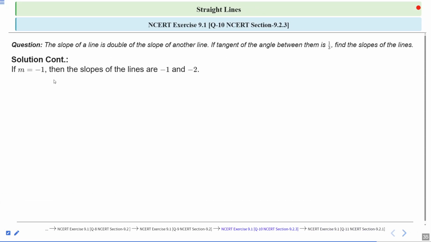If m is minus 1, then the slopes of the lines are minus 1 and minus 2. And if m is minus 1/2, then the slopes of the lines are minus 1/2 and minus 1.